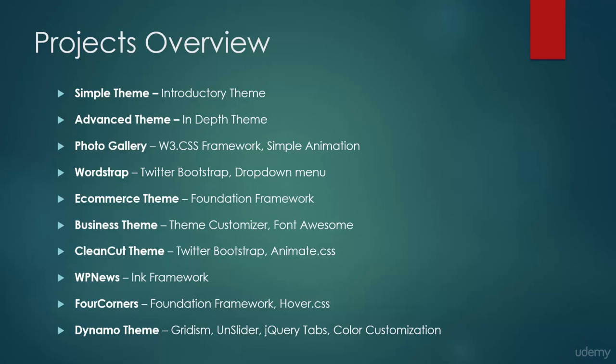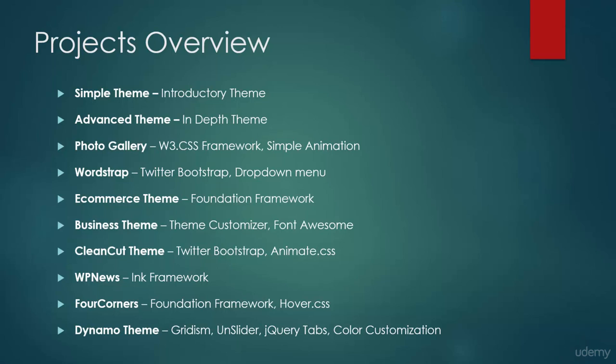Clean Cut is another Bootstrap theme. We're also going to use animate.css with that, and we'll also use the theme customizer quite a bit. WP News is going to be a news-based theme on the Ink framework, and we're going to use sliders and some JavaScript widgets in that as well. Four Corners is going to be a really simple, elegant theme based on Foundation. We're also going to use a library called hover.css, which gives us some nice animation when we hover over elements.